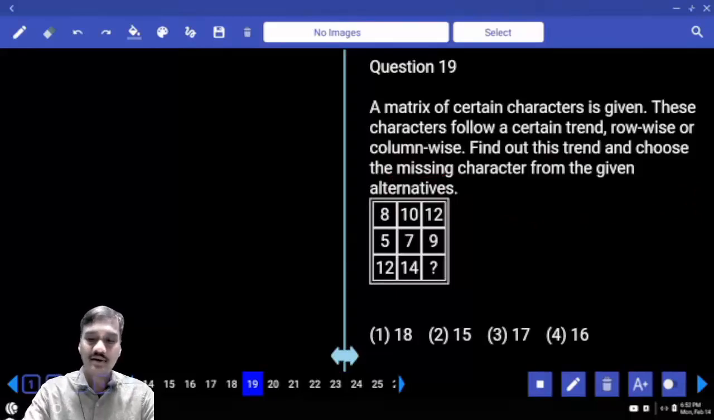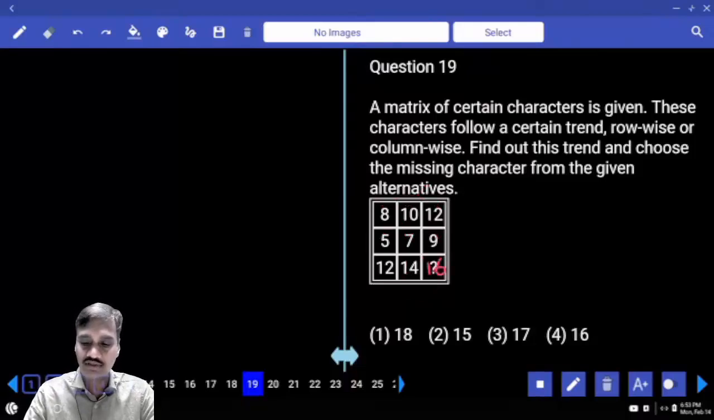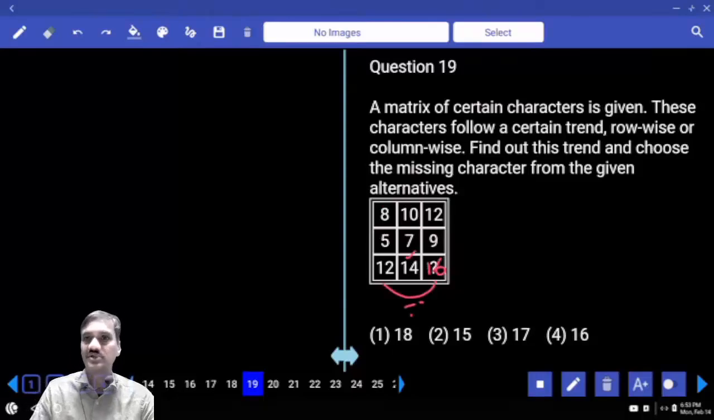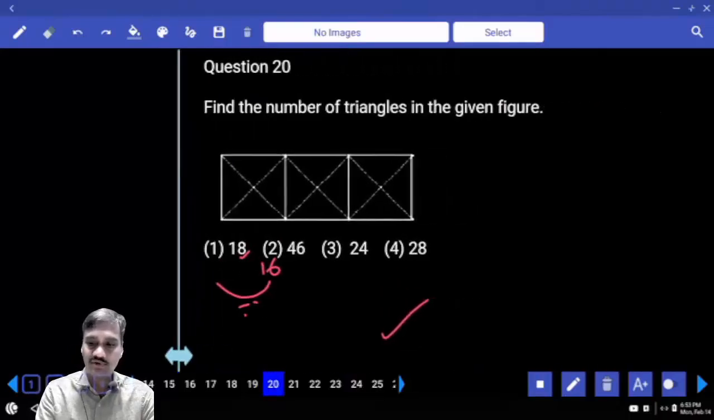Now 8 plus 12, sum is 20, divided by 2, 10 the middle number. 5 plus 9, 14 divided by 2, 7 the middle number. And similarly, 12 plus something must be 28 because 14 is here. Now 14 into 2, sum is 28. 28 means 12 plus 16, 28 divided by 2. Then it is 14. Sum of the first and the third numbers by 2 is the middle number. And so 16, choice for question number 19. Then coming to question number 20.